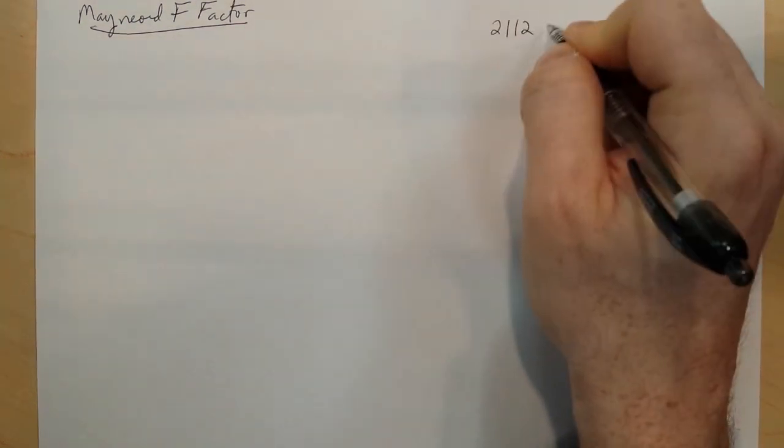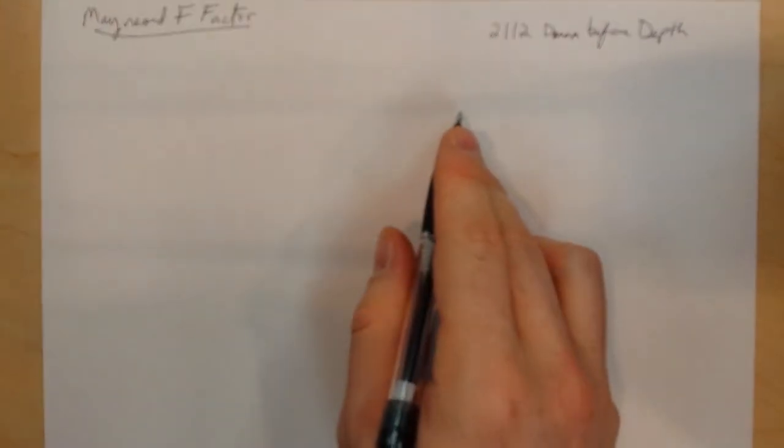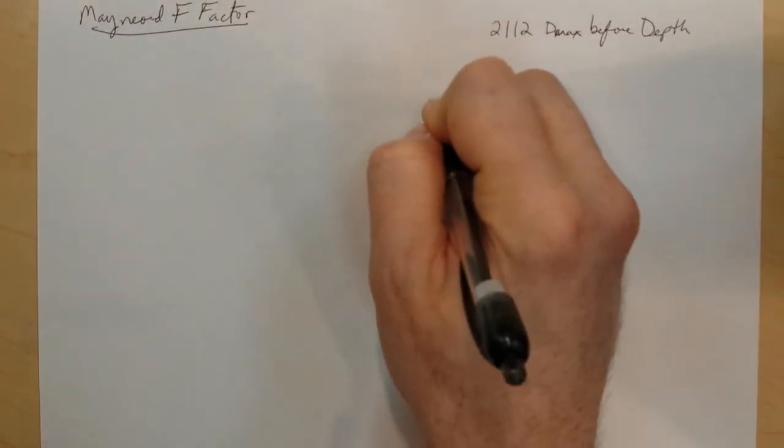The mnemonic device is 2112 D max before depth. 2112 D max before depth. Let me write the Mayneord F factor equation out, and then I'll show you how it corresponds.